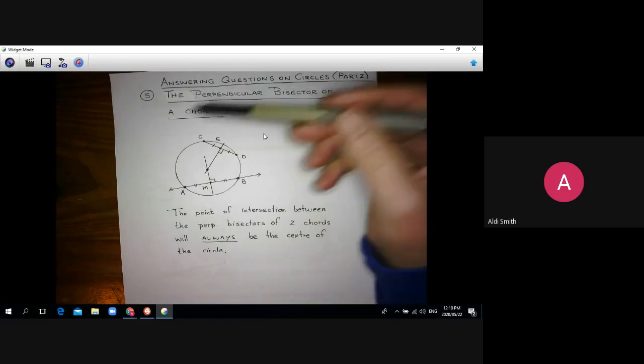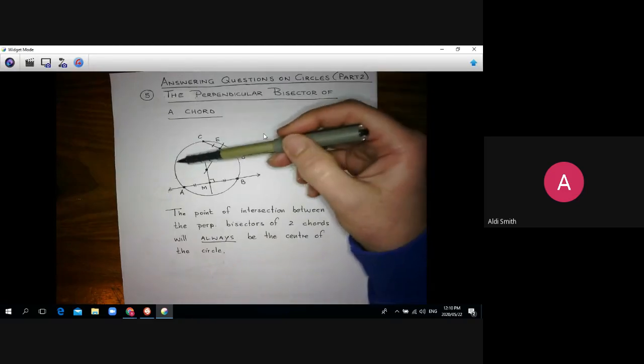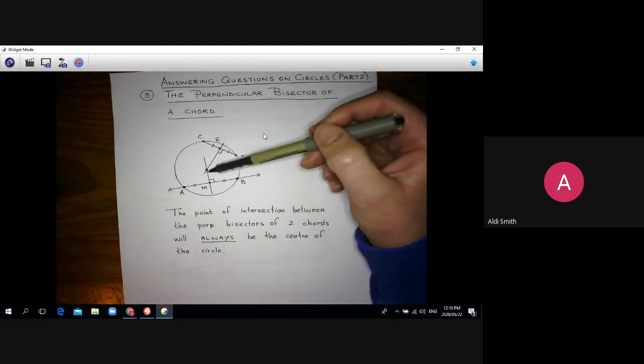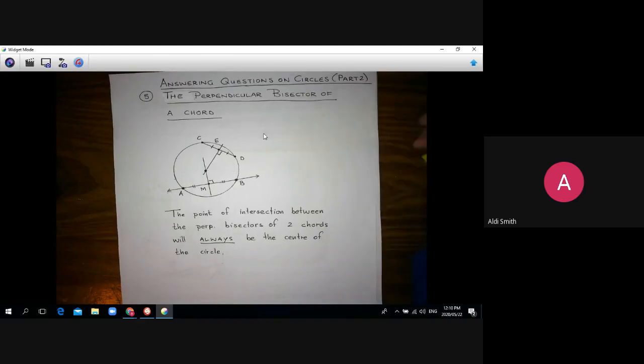By the way, if I had drawn another chord in there and I'd gone and I'd drawn the perpendicular bisector there, it would have gone through the same point. But you don't need three perpendicular bisectors, you just need two of them.